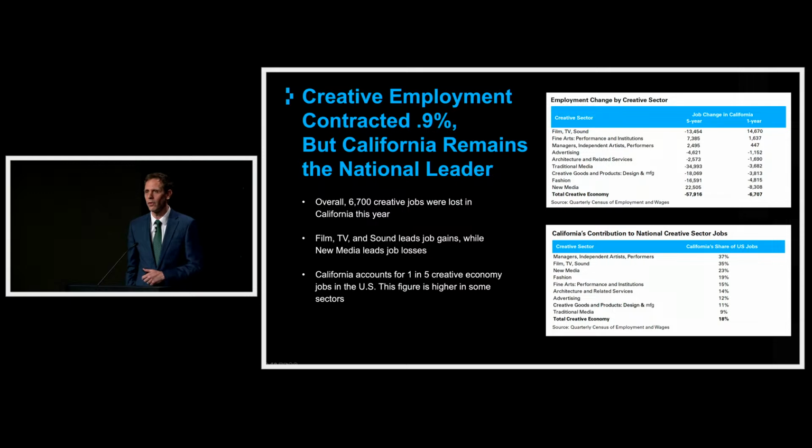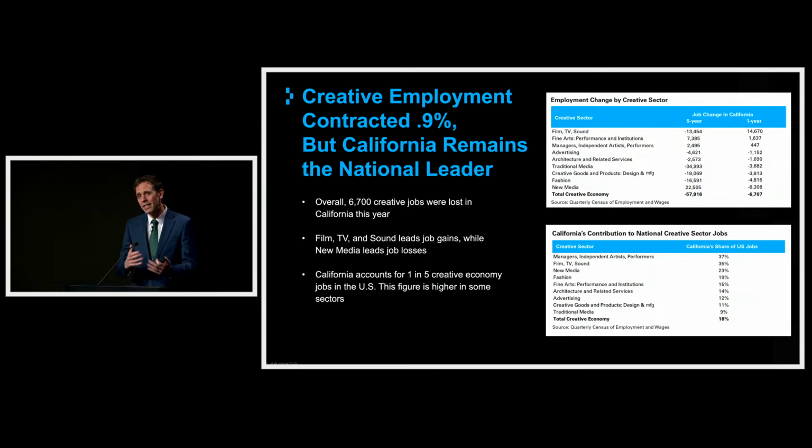The top chart shows you how the different sectors within the creative economy added and lost jobs, how they performed over the past year. I just want to flag that the film, TV, and sound sector added more jobs than any other creative economy sector over the past year, while the new media sector, which again includes social media, internet, and software companies, saw the largest job losses. But I'm going to come back and speak to those two sectors in greater detail in the next couple of slides.